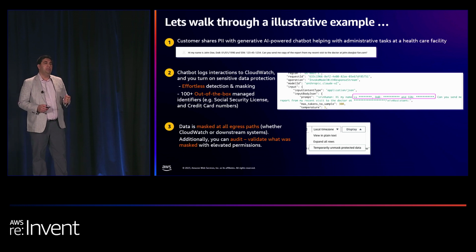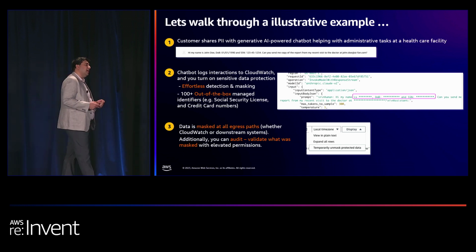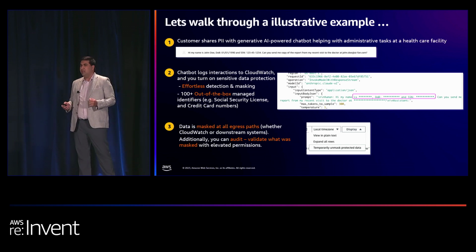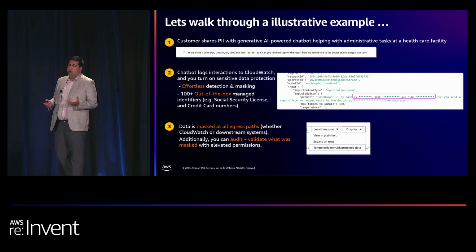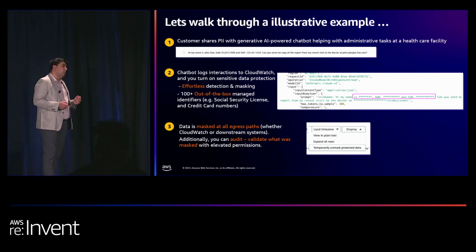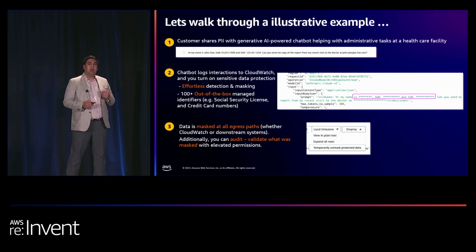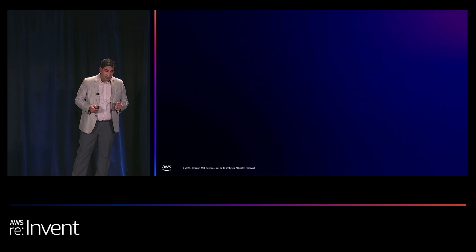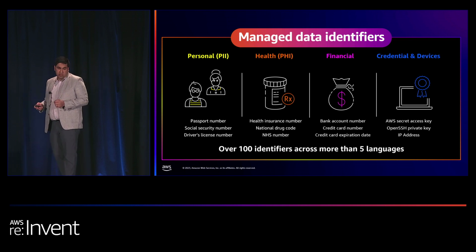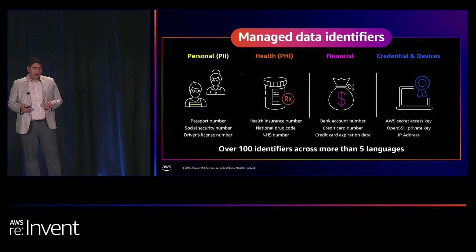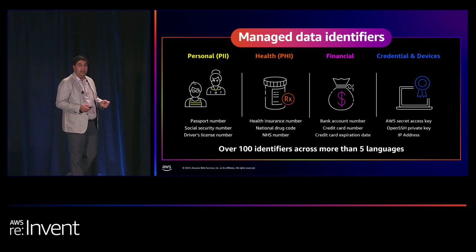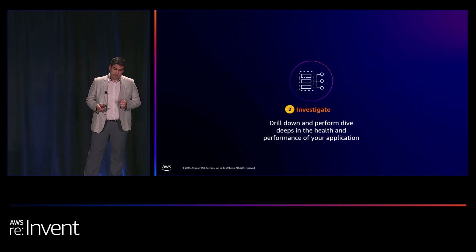Additionally, one of the cool things we built with this feature is that we knew there were cases where a central compliance officer might want to look at that PII data, audit it, and see, is this PII? How did it come in? How do I track the source? So we built the ability for you to validate or temporarily unmask PII data if you have the right elevated permissions. Just to complete the story on this one, we have 100+ managed data identifiers across 5+ languages, across 4 different themes: personal, health, financial, credential, and devices.